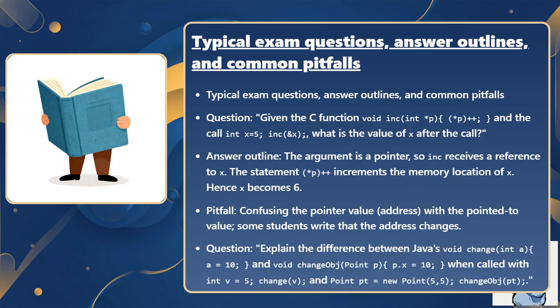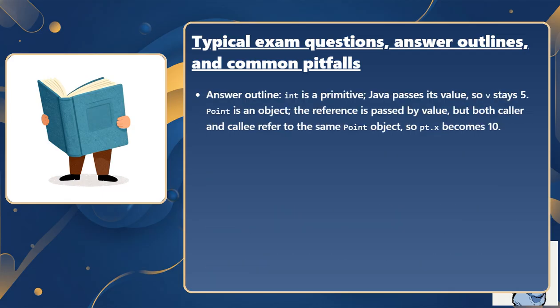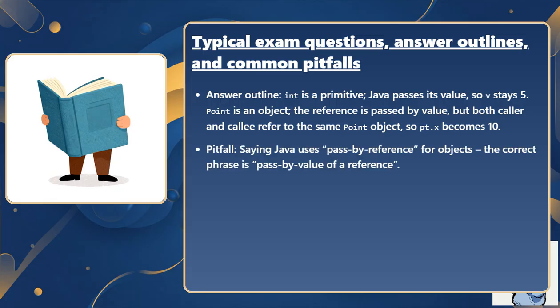Explain the difference between Java's void change, taking an int a that sets it to 10, and void changeObj, taking a Point p that sets p.x to 10. When called with int v = 5; change(v), and Point pt constructed with 5; changeObj(pt): int is a primitive, Java passes its value, so v stays 5. Point is an object, the reference is passed by value, but both caller and callee refer to the same Point object, so pt.x becomes 10. The pitfall is saying Java uses pass by reference for objects; the correct phrase is pass by value of a reference.